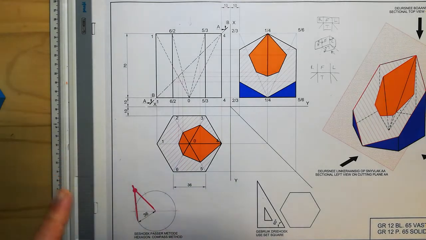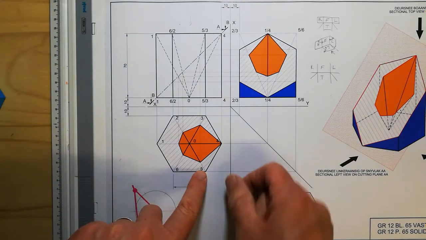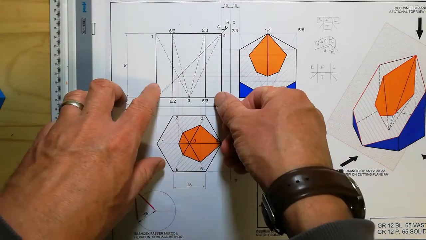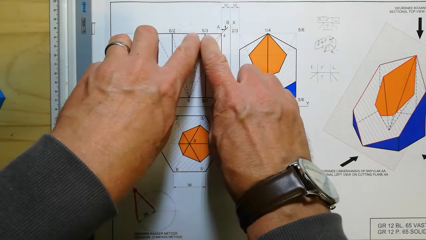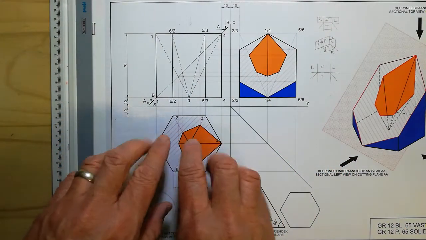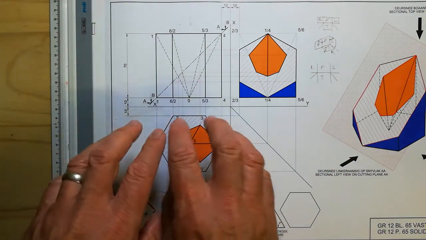Why? Very simply because I do not know what the distance from that point to this point would be. So for instance, let's say if I start in this view and I don't have that measurement, I won't be able to complete the drawing. So you're always going to start in the view that shows you the shape. So in this case, the hexagon.